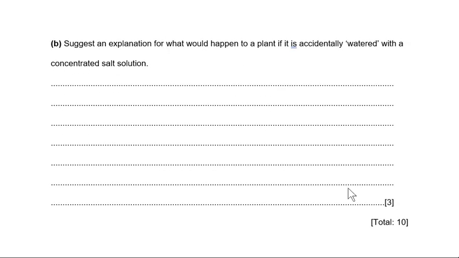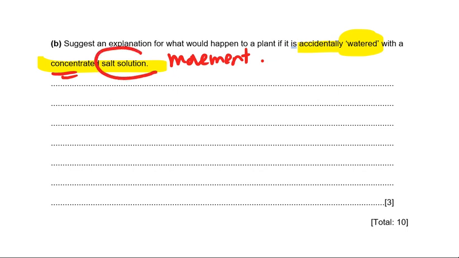Alright, is this our last question of the day? Yes, it is. Okay, part B. Suggest an explanation for what would happen if the plant is accidentally watered with a concentrated salt solution. So when we're talking about differences in concentration, we're always looking at something to do with movement of substances. Especially when we're talking about salt solutions and how concentrated it is, and the word water is there, definitely we're looking at osmosis here.